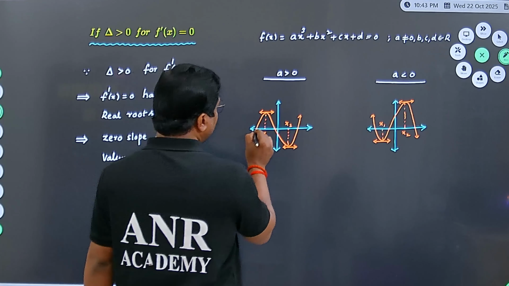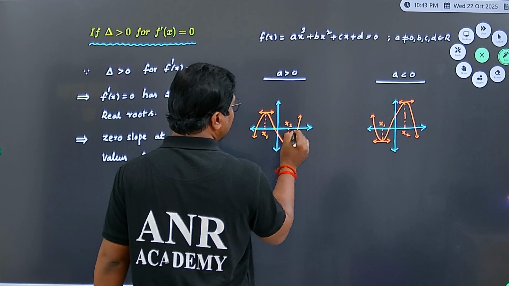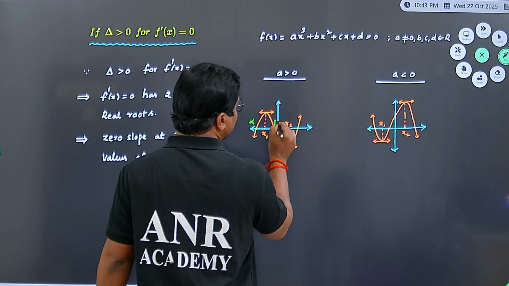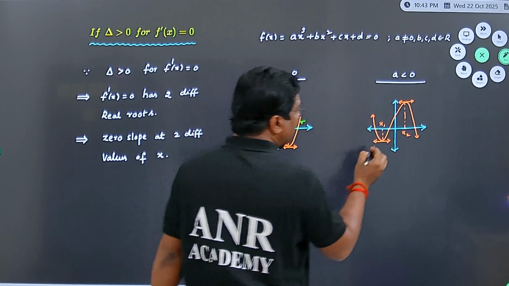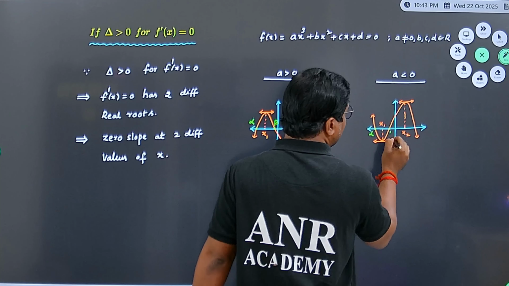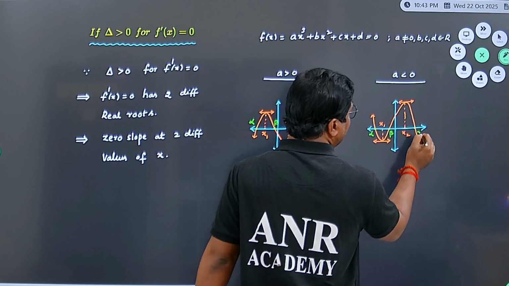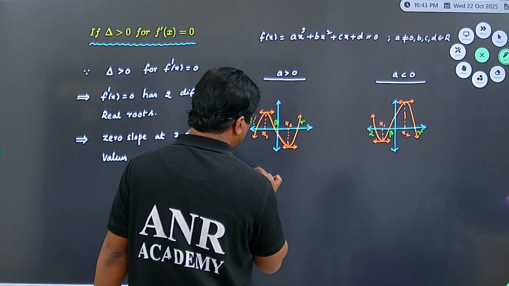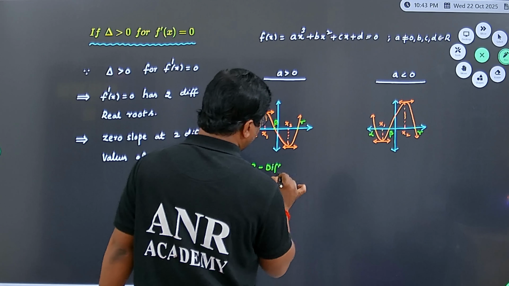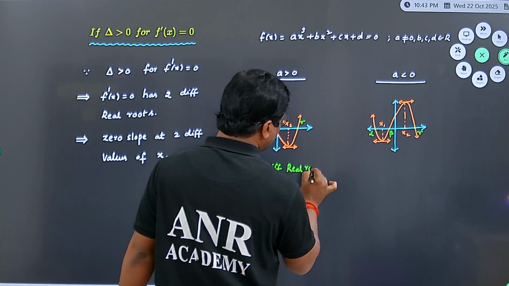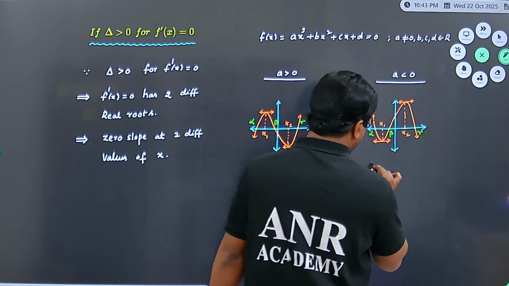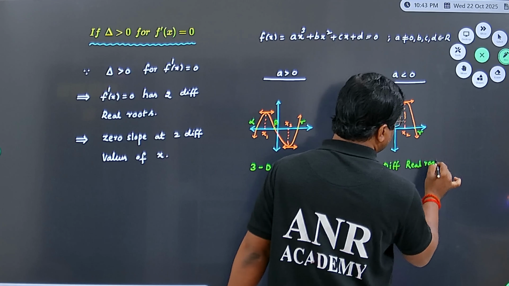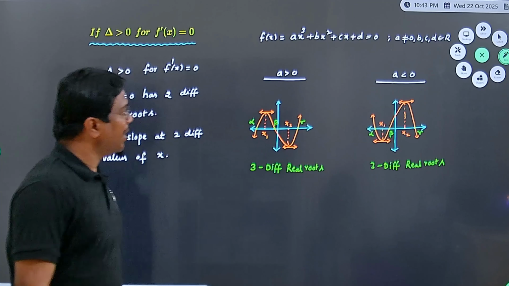Yes, here the x-axis is intersected at three different points. First point suppose alpha, next point here it is beta, and here it is gamma. So in this case we can say that the nature of the roots, clearly it has three different real roots. Yes, here we got three different real roots in this case. Here I am going to write three different real roots in this case. This is the nature of the cubic polynomial.